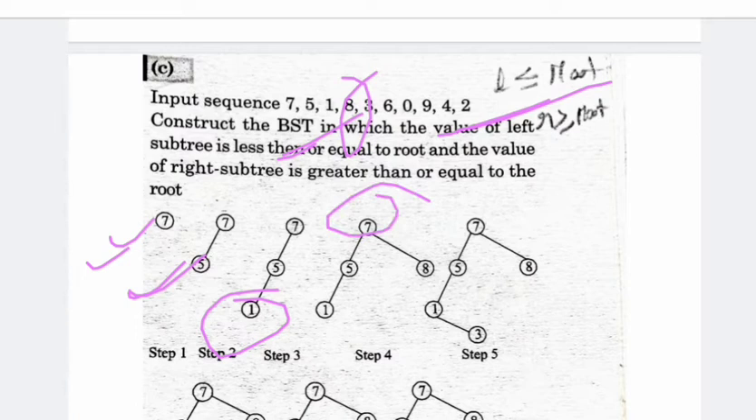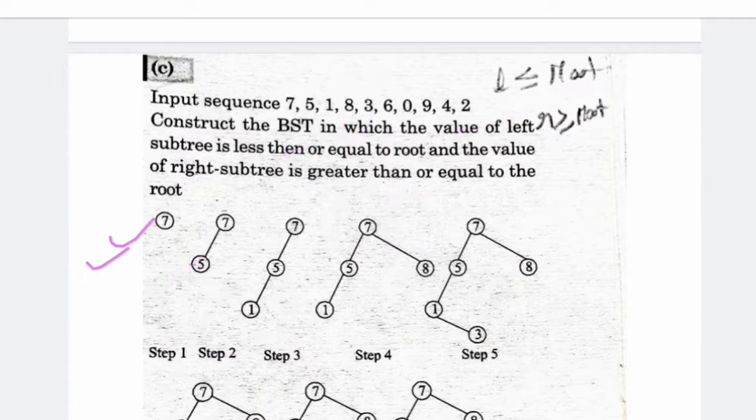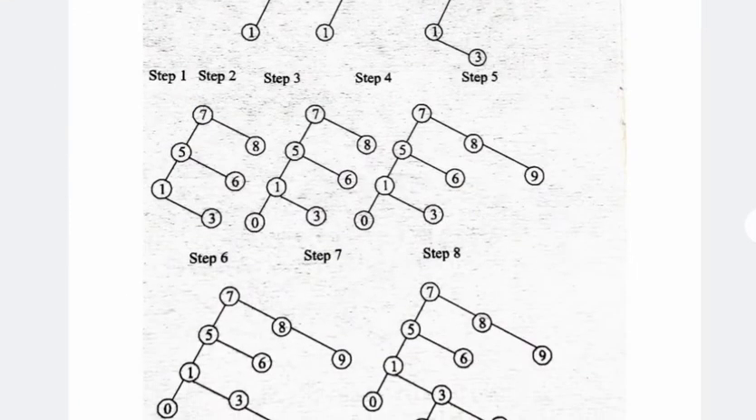And again, after inserting 3, we get that 3 is greater than 1, so it becomes the right child of the node 1. Now come to the next steps as per the given sequence, and we get the correct ordering.